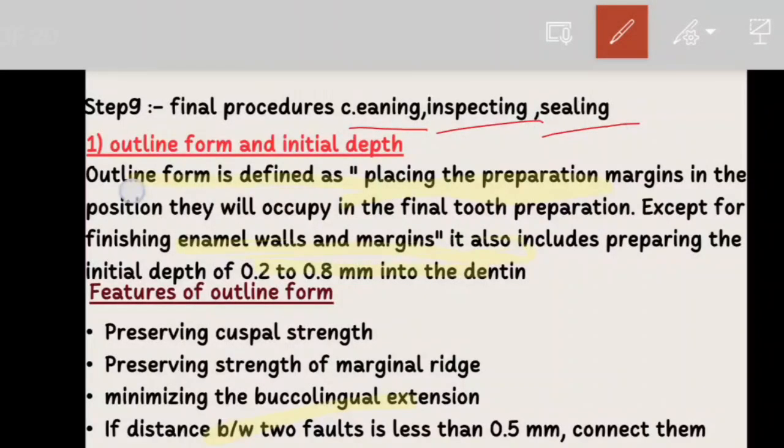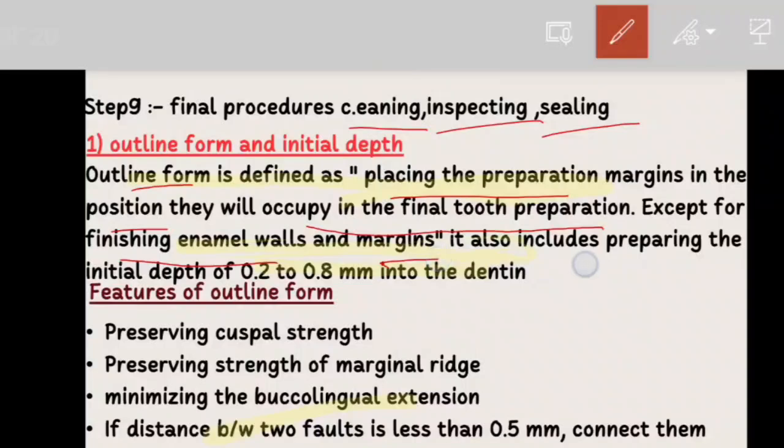So the first one is outline form and initial depth. Outline form means placing preparation margins in the final position. Outline form is defined as placing the preparation margins in the position they will occupy in the final tooth preparation, except for finishing the enamel wall and margins.